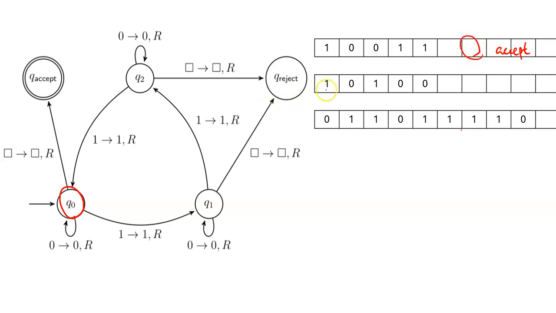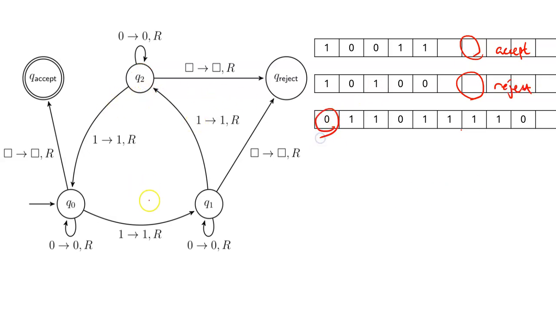I'll leave that there. We start on 1 here. So that 1 makes us move to Q1, moving 1 to the right. The 0, we stay in Q1, move to the right. The 1 means we move to state Q2, move to the right. The 0, we stay in Q2, move to the right. Another 0, stay in Q2, move to the right. The blank, we move to the right, and we are in the reject state.